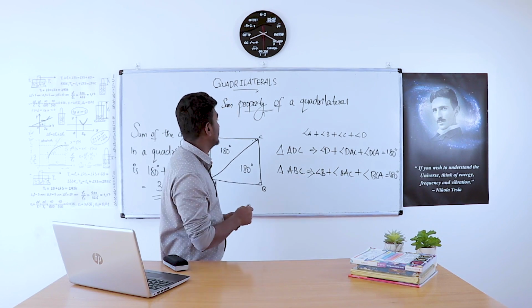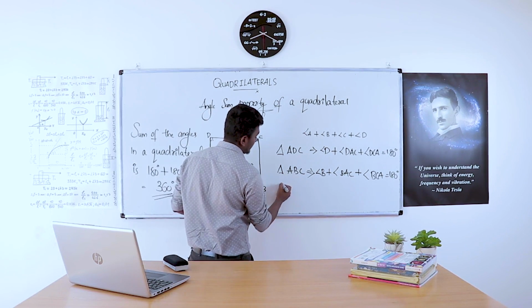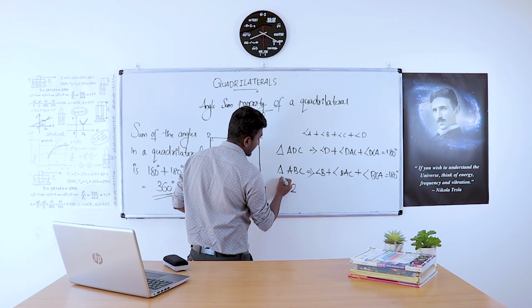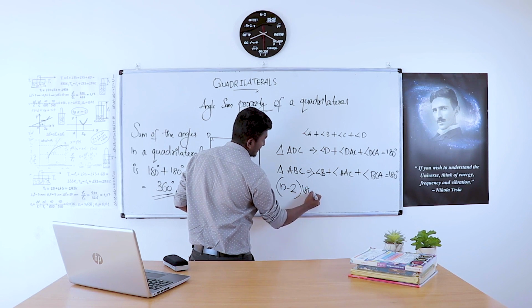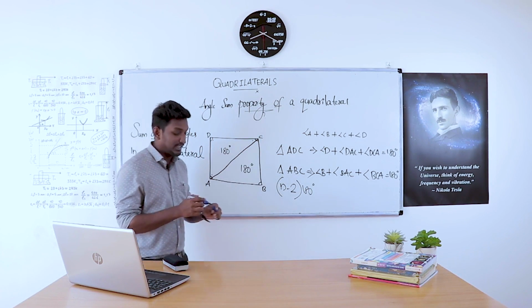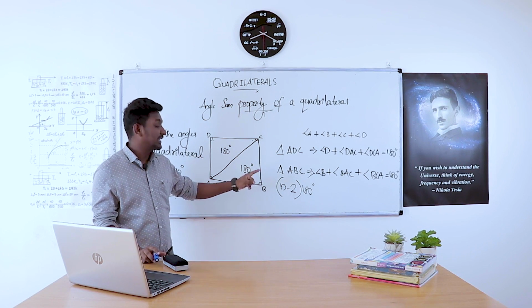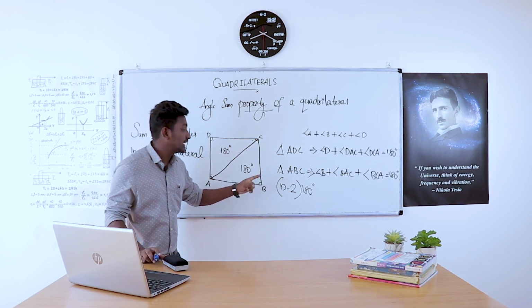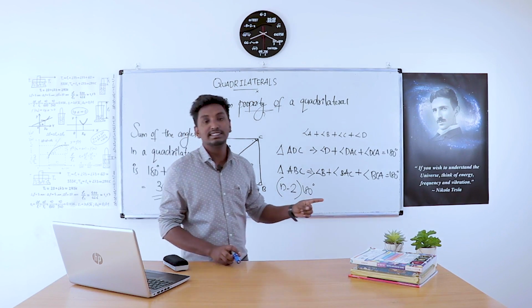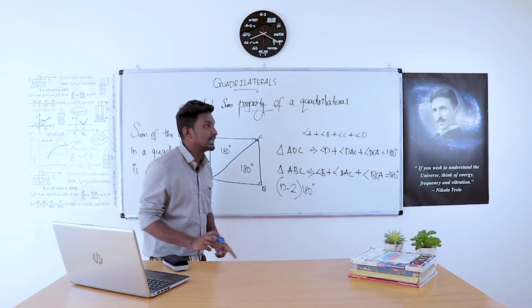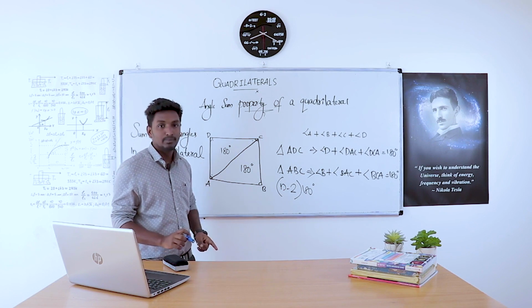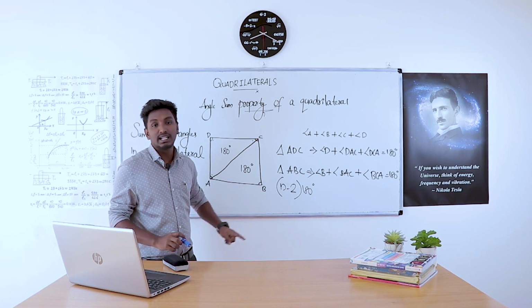The sum of the interior angles of a polygon is found by using the equation (n minus 2) times 180 degrees. This is the equation for finding the total sum of the angles in a polygon, where n is the number of sides.